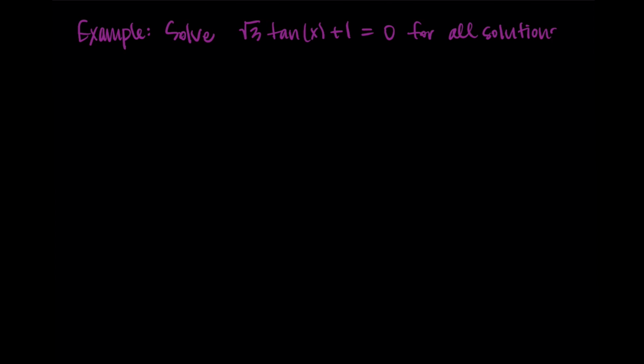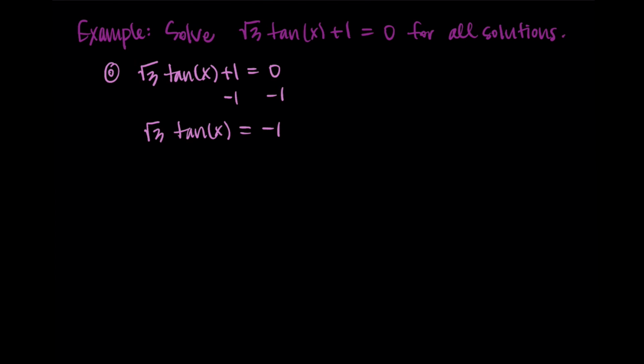All right, we're going to do one last example for this video. Let's solve the equation square root of 3 tangent of x plus 1 equals 0 for all solutions. So our first step is to isolate the tangent. So I'm going to first subtract 1 from both sides. So I'm getting square root of 3 tangent of x equals negative 1. And then I'm going to divide both sides by that square root of 3. So I get tangent of x equals negative 1 over square root of 3. And now we have an easier equation to solve.